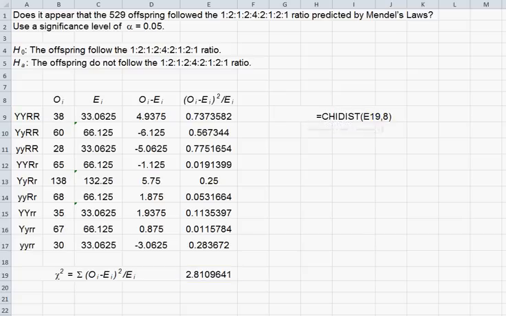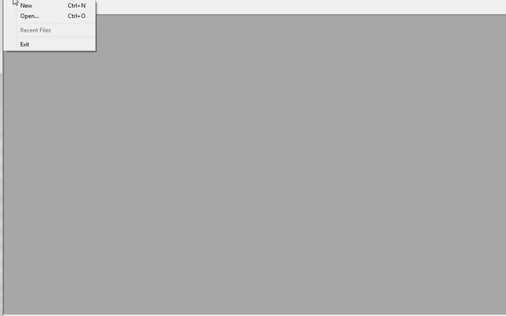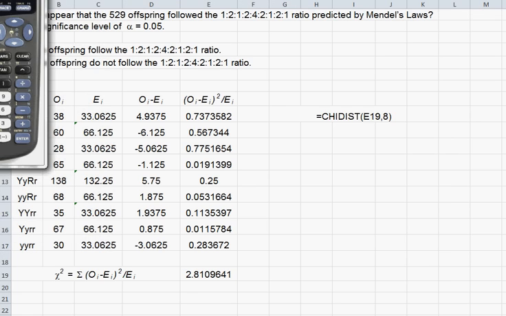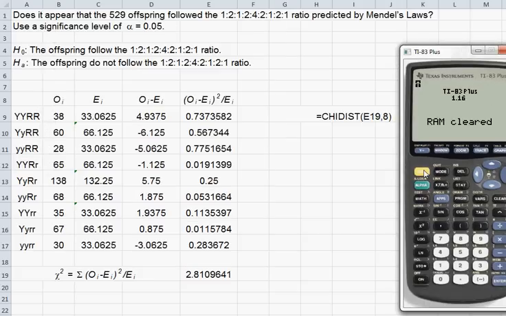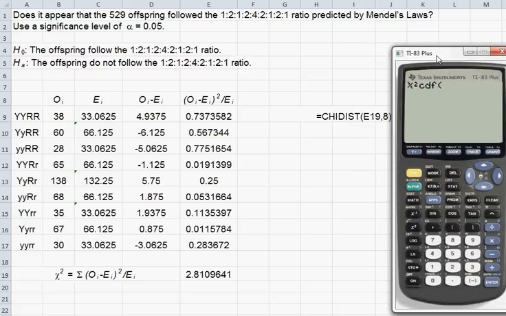If you're using a calculator, let me pull up the calculator so that I can show you how to do that. At least for the TI-83, it'd be second, distribution, and there is an option, chi-squared CDF, which I choose. I choose CDF, not PDF. For this one, I actually need 3 arguments as opposed to 2 arguments. In Excel I need 2 arguments, and the calculator needs 3 arguments.